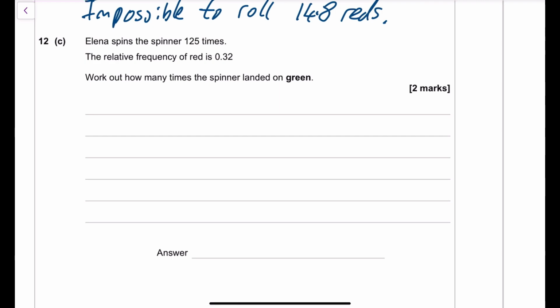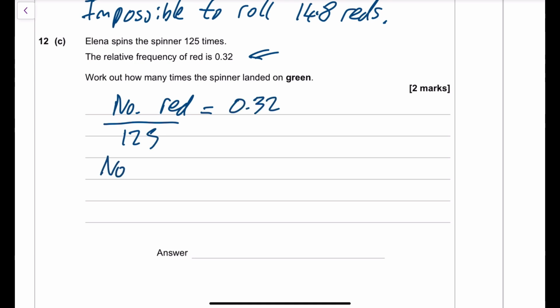Okay. Elena spins a spinner 125 times. Her relative frequency is this. Work out how many times the spinner landed on green. Okay, so if that's her relative frequency for red, we'll just work out the number of red then. Number of red divided by 125 is equal to 0.32. That means the number of red is equal to 0.32 times 125, which is 40. So she's got 40 red.